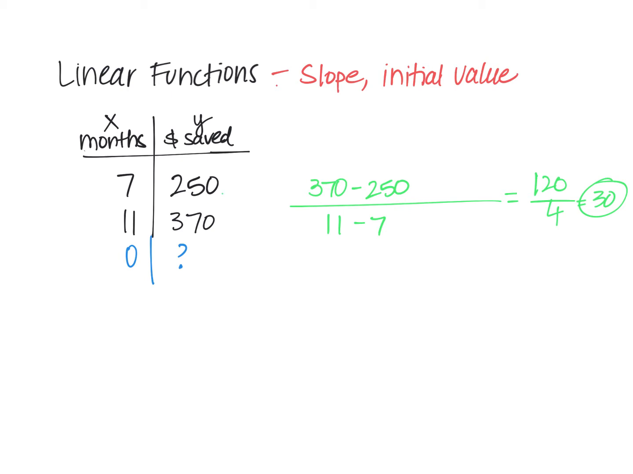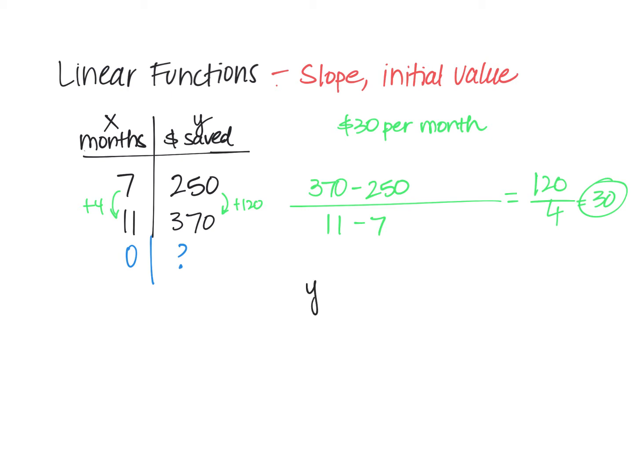And again, I can see that here. It went up 120 and it went up 4. So then I did 120 divided by 4 is 30. So that actually means that I am saving $30 per month. That is my slope or my rate of change. The next thing we did was we tried to find the initial value. I want to know how much money I started with.